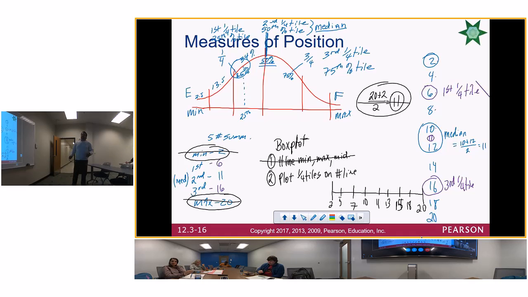Do we worry about decimals? No. We're not worried about decimals because we're not going to be plotting that close. We're just going to be sketching out a box plot of this. Gotcha. So now I'm ready for part 2.